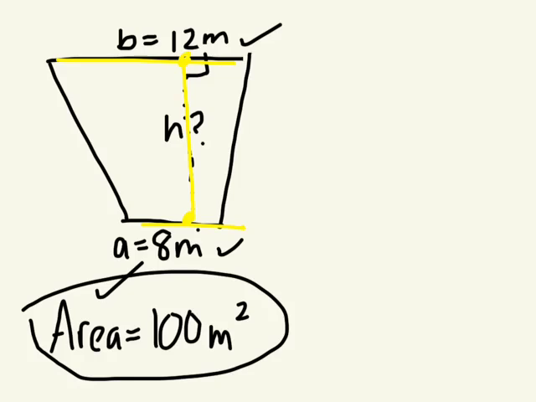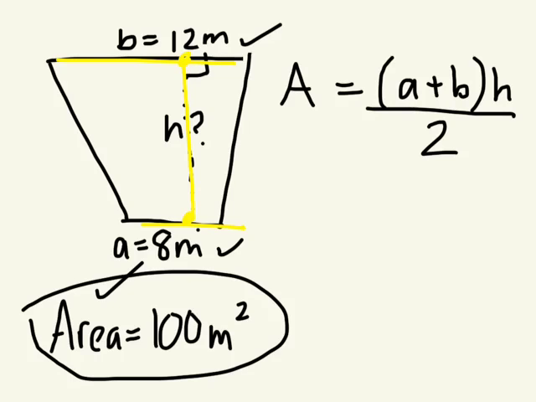So you need to know the formula of the area of a trapezoid. We'll use this one. It's a plus b, times h, over 2. Okay, so we're going to use the formula of the area of a trapezoid because we're given the area. So we know we're working with area.